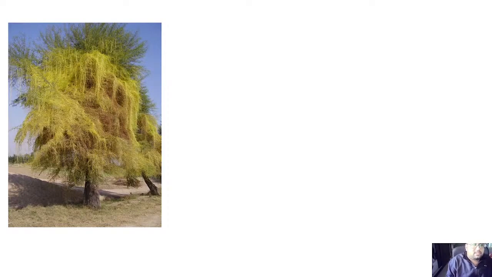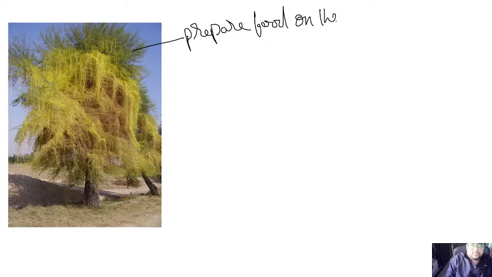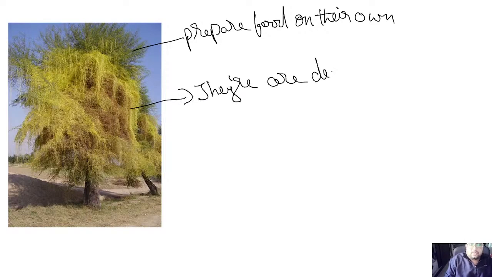Here you can see some yellow branches and some green branches. These green branches sprout and prepare food on their own. And these yellow branches are dependent on these green branches for food. When the green branches prepare their food, the yellow branches take it from them. This is what goes on.